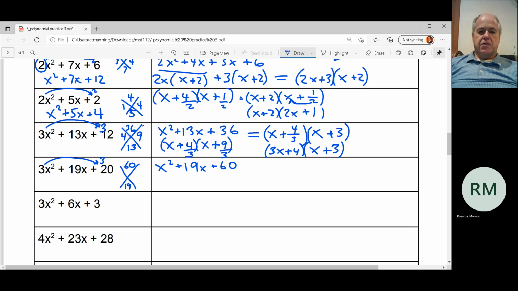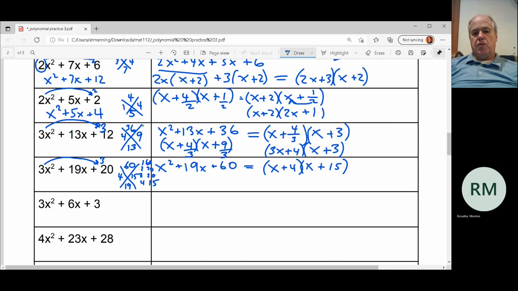Well, let's do the factors of 60. 1 and 60, 2 and 30, 3 and 20, 4 and 15. Oh, 4 times 15 gives me 60. 4 plus 15 gives me 19. 4 and 15. All right, so x plus 4 times x plus 15. Time to slide, or time to do the divide part.